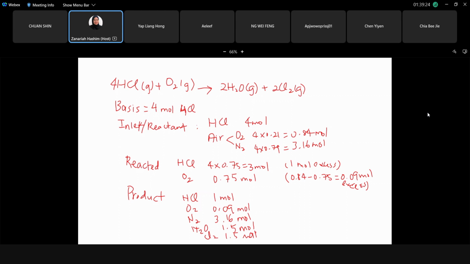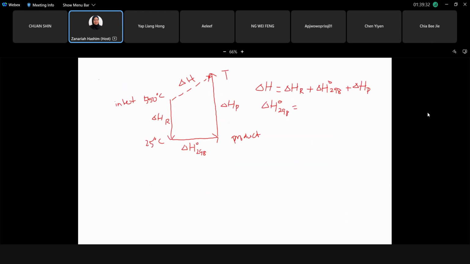Okay, and then for product, the stoichiometric number will be positive. For reactant, the stoichiometric number will be negative. So your heat of reaction will be, in this case, 2 because there are 2 moles of water. This is the standard heat of formation for water.